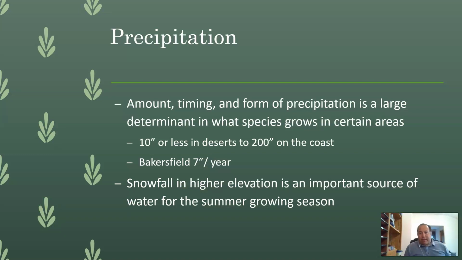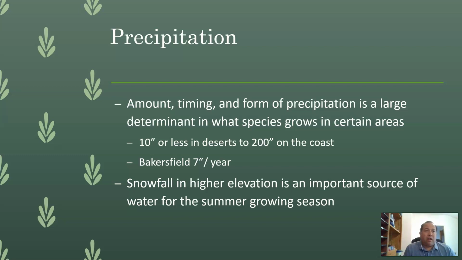So that means that the amount of precipitation that you get in your ecosystem becomes important. And not only the amount of precipitation that you get, but the timing and the form of the precipitation are largely determinant in what species grow in what areas. In some areas, you can get less than 10 inches. That's how you classify a desert, is less than 10 inches of precipitation. To then on the coast, some places get 200 inches of rain a year.